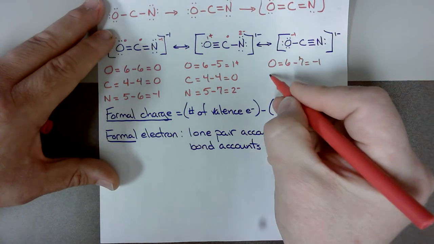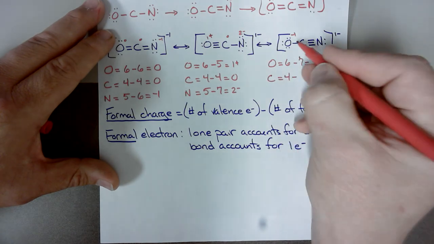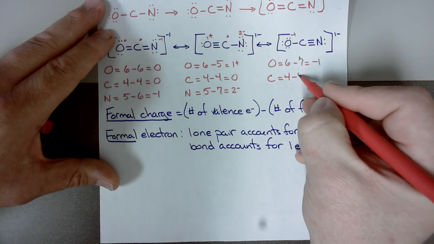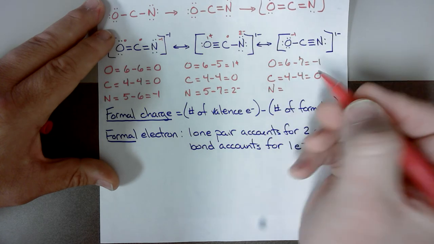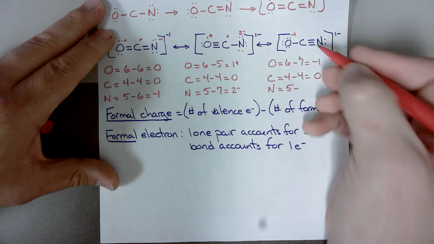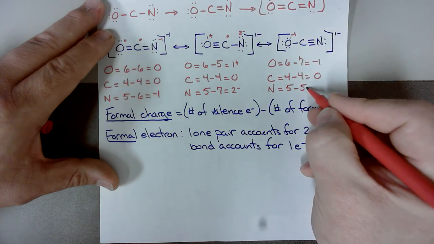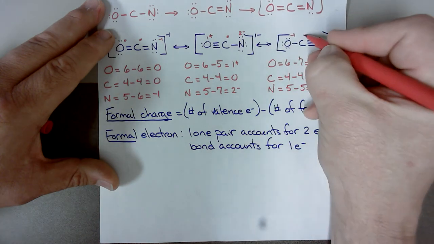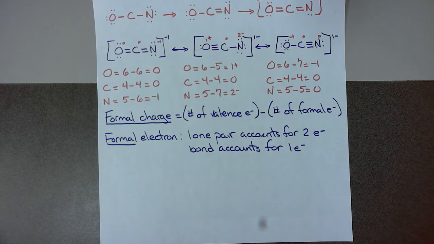Then we have carbon, which has 4 valence electrons minus 1, 2, 3, 4. So that's 0. And then we have nitrogen with 5 valence electrons minus 1, 2, 3, 4, 5. So that's equal to 0. Okay, so the deal is the structure with the least amount of differences in formal charge is the most stable. So let's write that down.